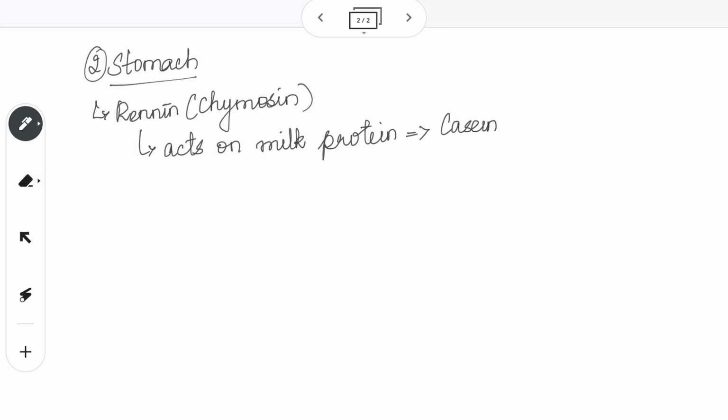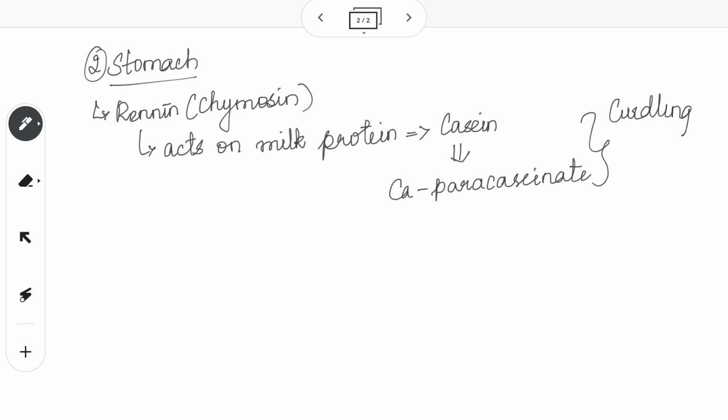You have to remember all these names, okay? That is chymosin, casein, all these things are very, very important to remember, okay? Renin is going to act on milk protein, that is casein, and gets converted into calcium paracaseinate. What does it convert itself into? Calcium paracaseinate. Now this process itself, where it acts on milk protein, that is casein, to get converted into calcium paracaseinate, that itself is called what? Curdling of milk.